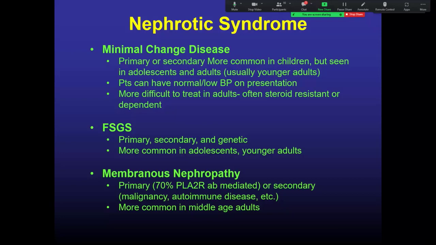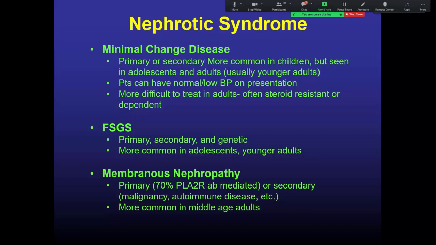With minimal change disease, sometimes they can have a normal to even low normal blood pressure on presentation, as opposed to FSGS, which typically presents with a high blood pressure. Although sometimes those categories are difficult to delineate.